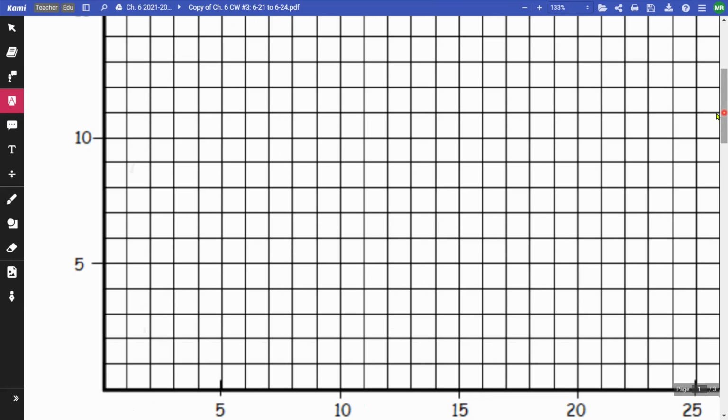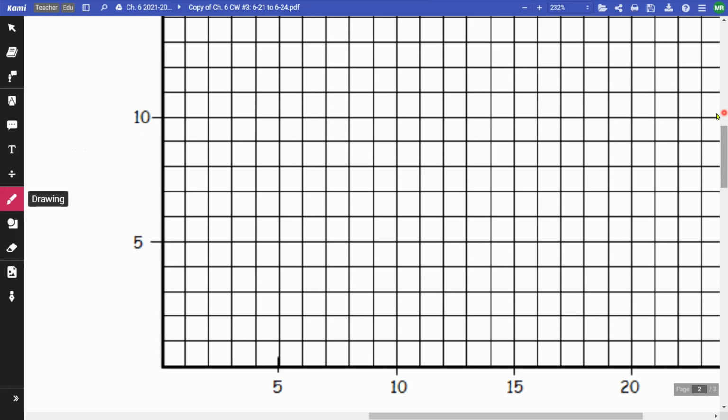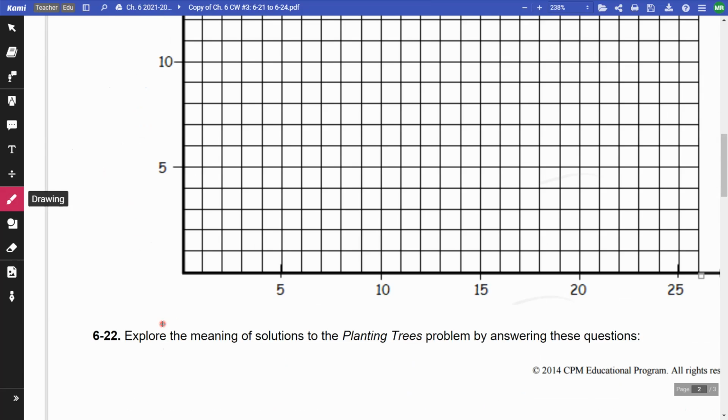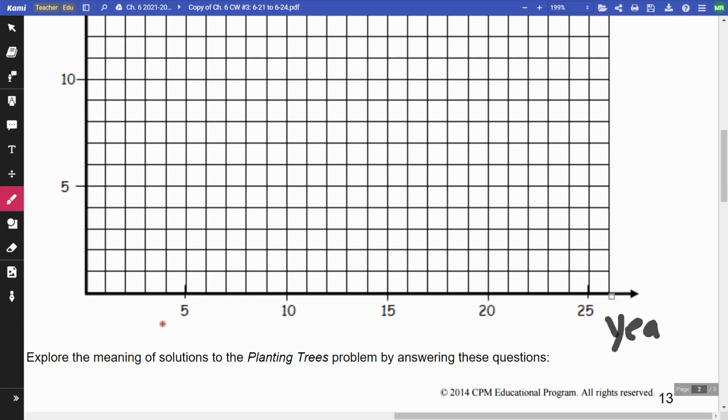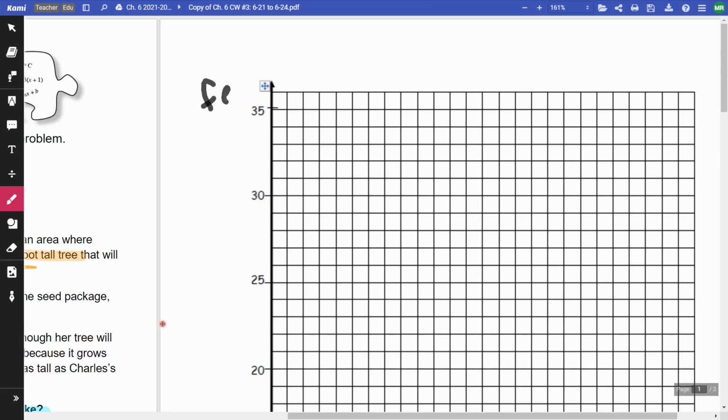Now, let me come here and let me do Charles. So I'm going to do it as if I didn't have the table. Right now you can graph them using the table, and then pause and come back. Now I'm going to graph it as if I didn't have a table. And I know that in this case, let me just label this. This side here is years. And this here is feet.